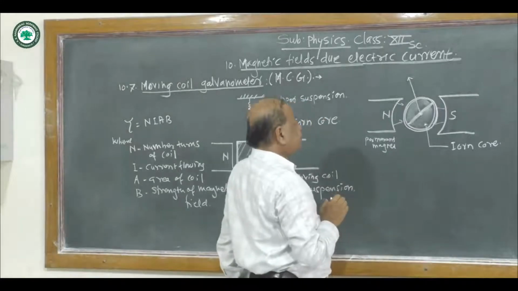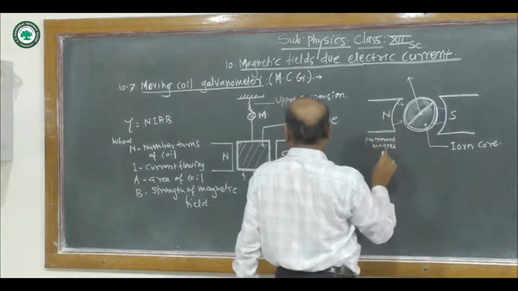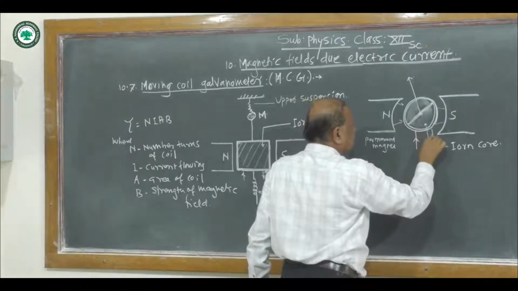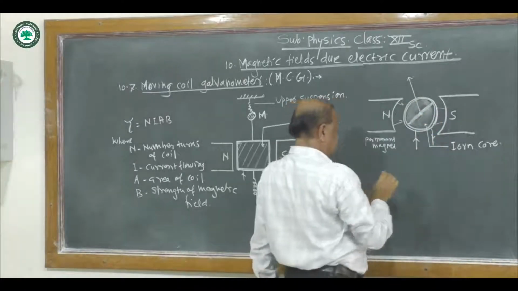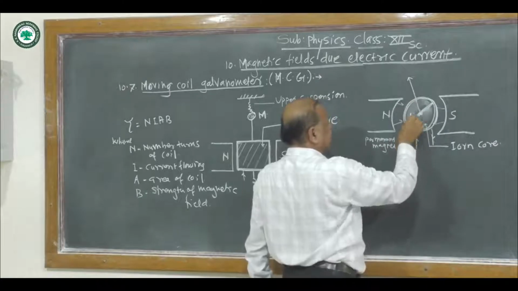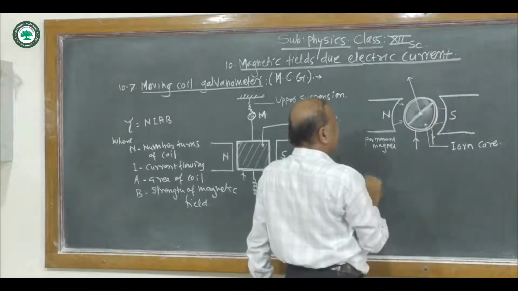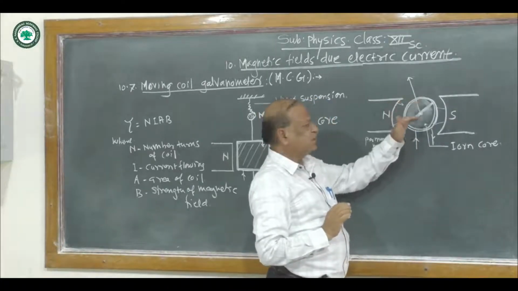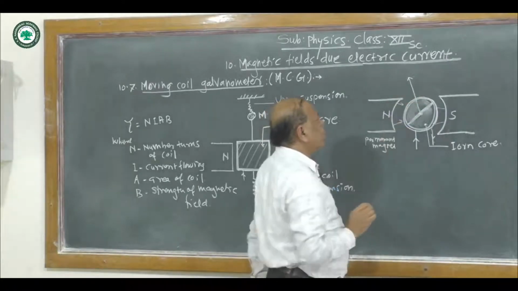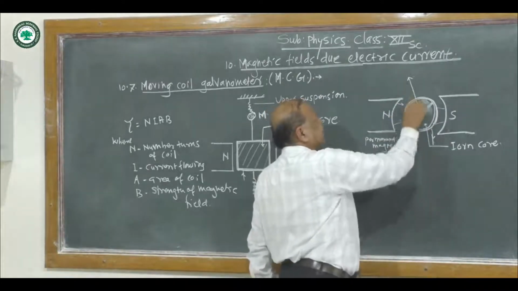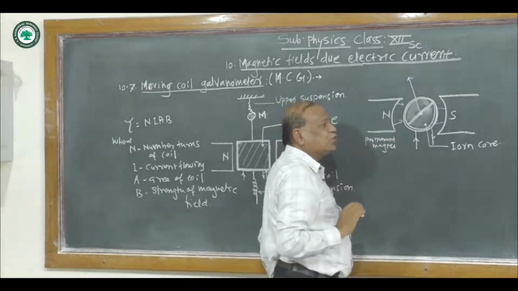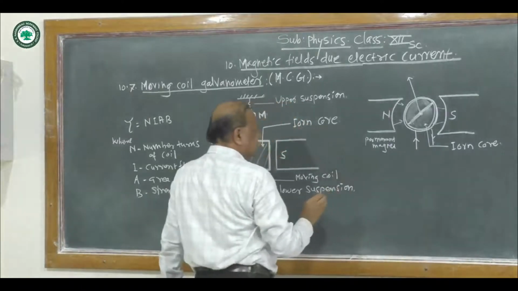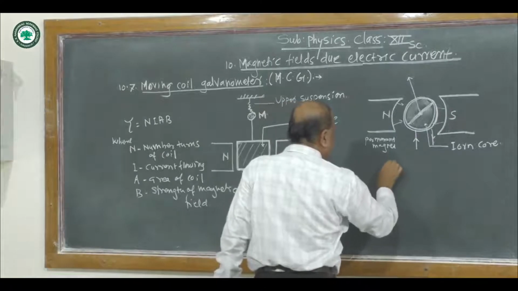When current I flows through this circular coil or rectangular coil, it may be rectangular or circular, at that time there is a formation of a couple and a torque acts on the rotating coil, and it gets deflected. The pointer shows the deflection produced in the moving coil galvanometer, which is denoted by phi.